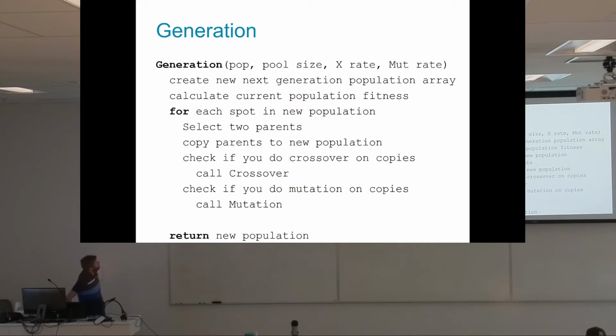I mean, here's my pseudocode-ish stuff. What do we got? Generation pop, pool size, X rate, mutation rate. X is crossover rate, a common abbreviation. So what do I have? Create a new generation population array, calculate current population fitness. For each spot in the new population, select 2 parents. Ooh, that shouldn't be "for each", maybe I should make it "while the new population isn't full". But anyways, select 2 parents, copy the parents.